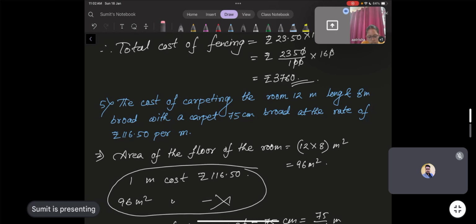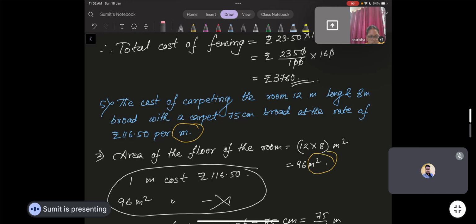Correct? The thing is that now 1 meter cost is given. So 96 meter square will cost how much? That I cannot do. The reason is that here you have the unit 96 meter square and they have given per meter. So both are different things. So we cannot apply the unitary method over here. They should be in the same unit. So that means there is a catch.